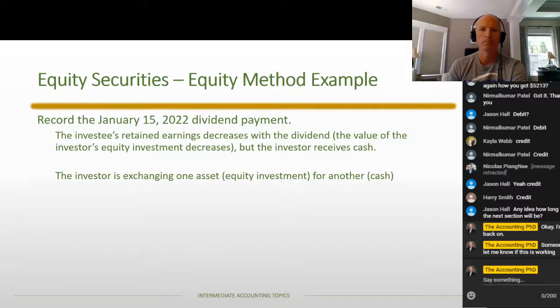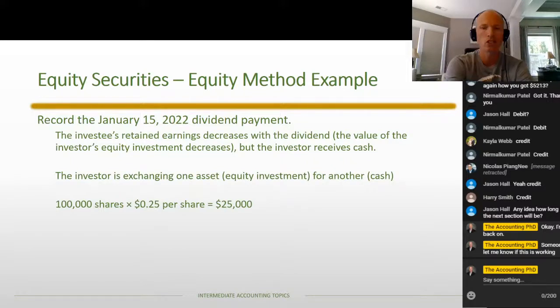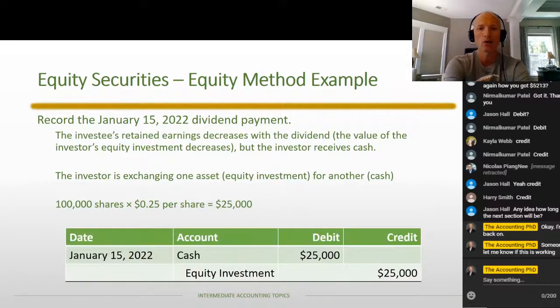There's no income. And so in this case, the dividend is 25 cents per share. I own 100,000 shares. And so I'm going to receive $25,000 cash. That's a debit. The equity investment goes down by the same amount, $25,000.